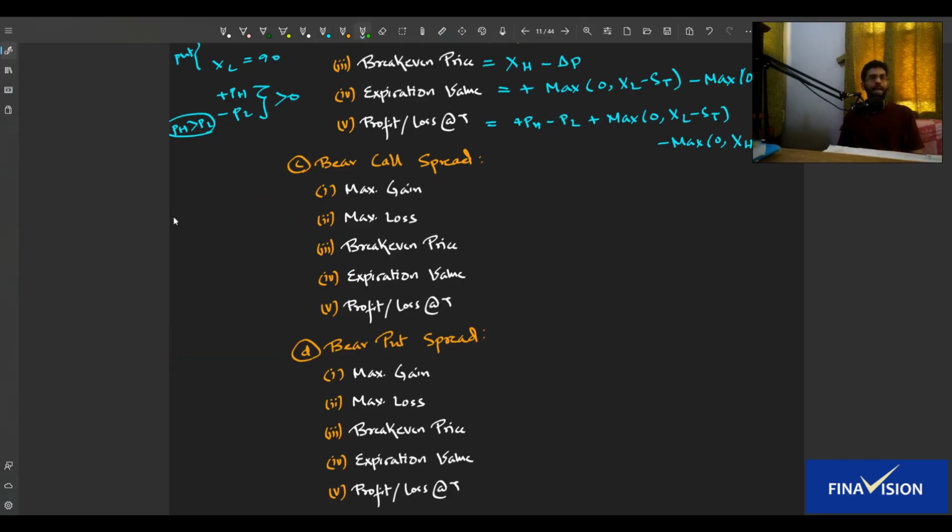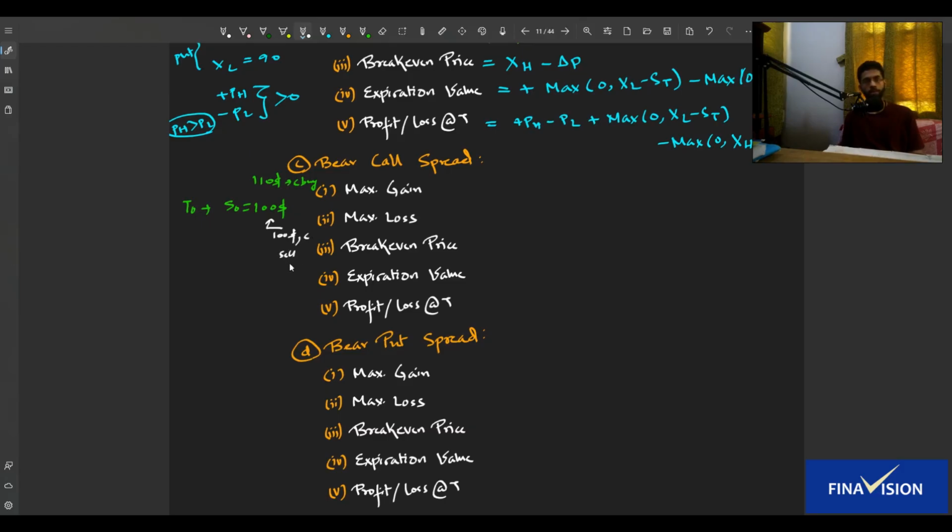Now, let's say at t equal to 0, we are entering a bear call spread, and the stock price at t equal to 0 is $100. Here, in case of a bear spread, we are buying high and selling low. In case of a call spread, high means we are going to buy, let's say, a $110 strike call, right? This call we buy, and the near the money or at the money call we sell. So we are going to sell a $100 strike call, right?